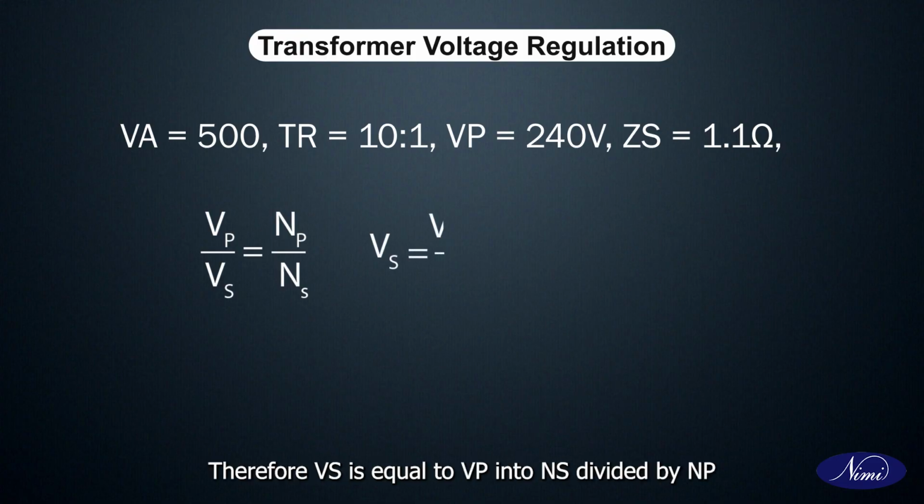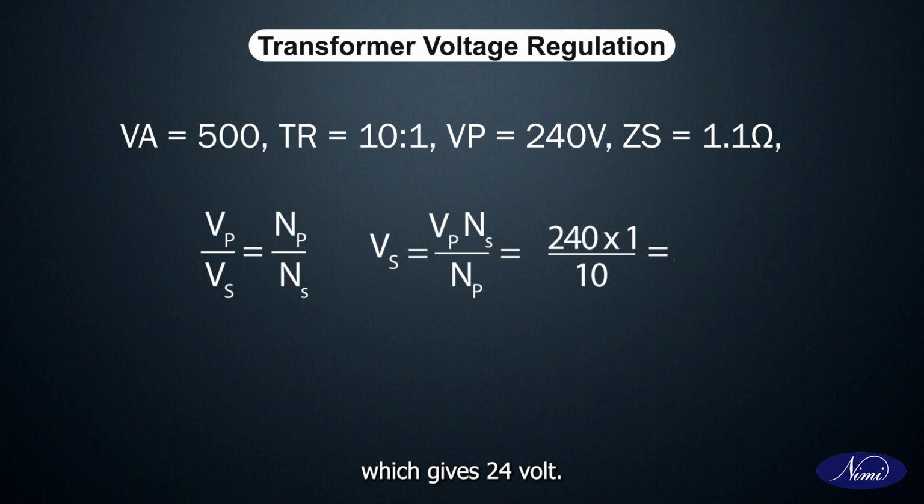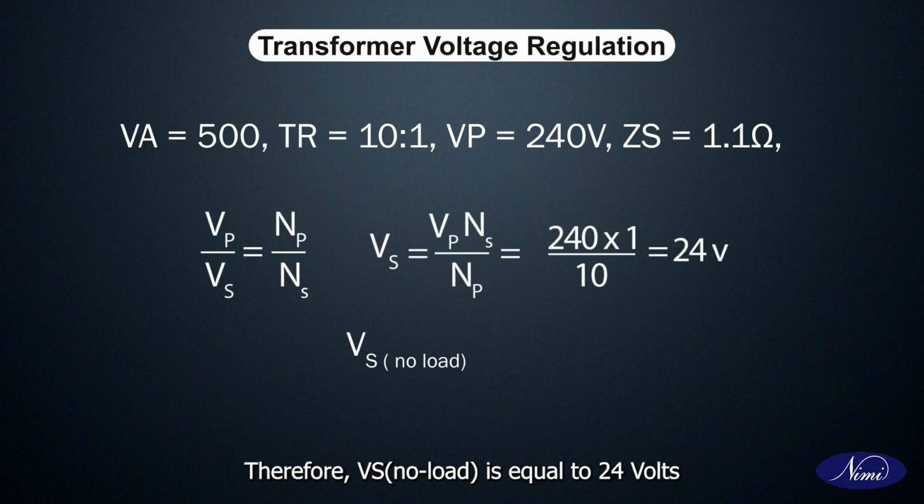Therefore, Vs is equal to Vp into Ns divided by Np, which is equal to 240 into 1 divided by 10, which gives 24 volt. Therefore, Vs no load is equal to 24 volts.